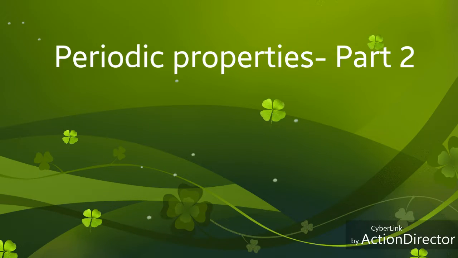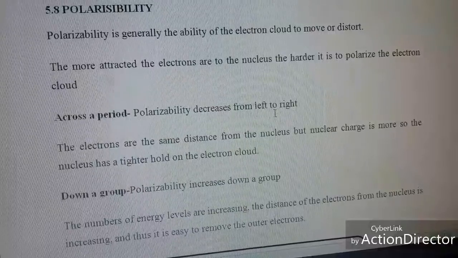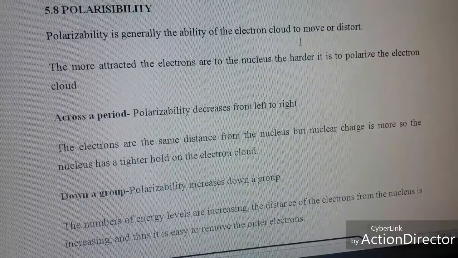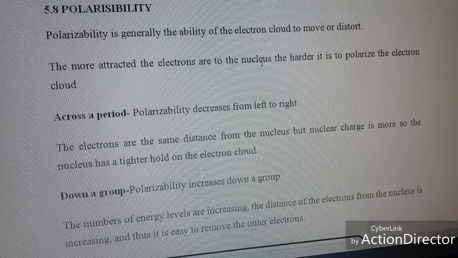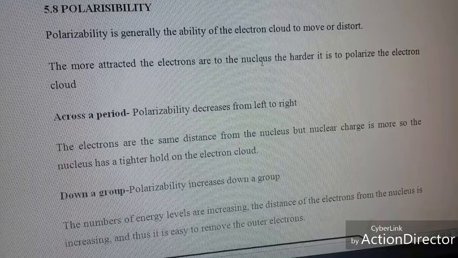Now let us study another property, that is the polarizability. It is generally the ability of the electron cloud to move or distort. The more attracted the electrons are towards the nucleus, the more difficult it will be to polarize that electron cloud.